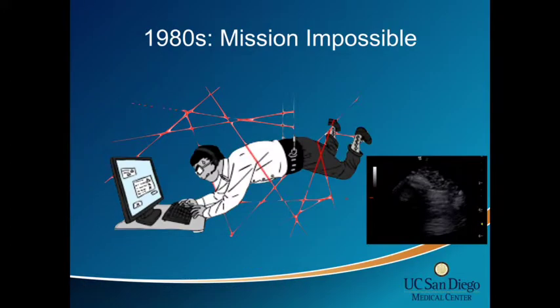It's looking at artifacts. So in the 1980s, it was thought that it was mission impossible, that you just can't see lung on ultrasound. And you're correct, you really can't see lung on ultrasound. But if you know the artifacts, then the addition of artifacts, or the subtraction of artifacts, or a change in the artifacts might potentiate some pathology there.